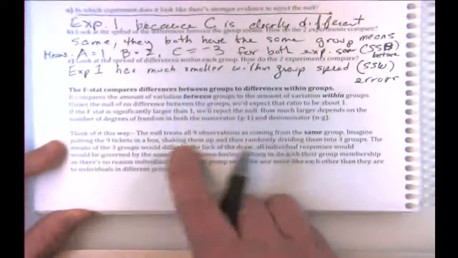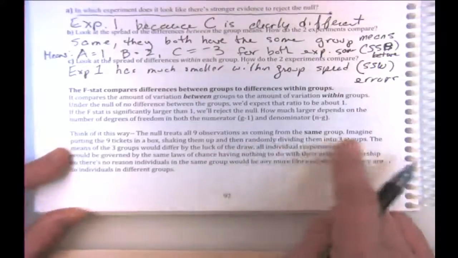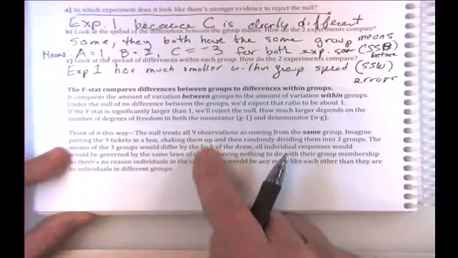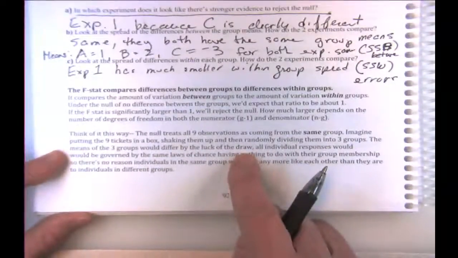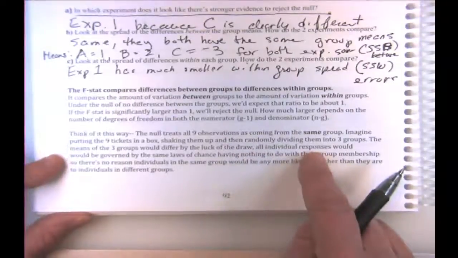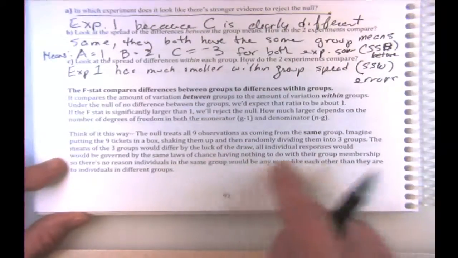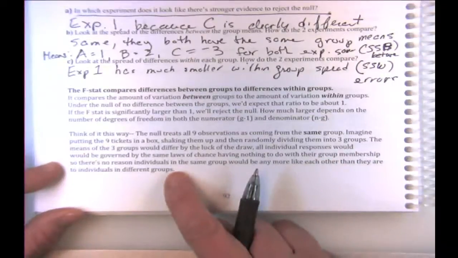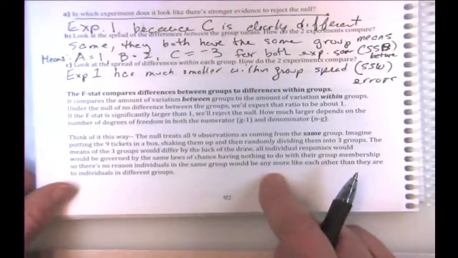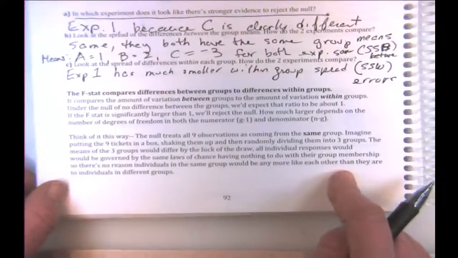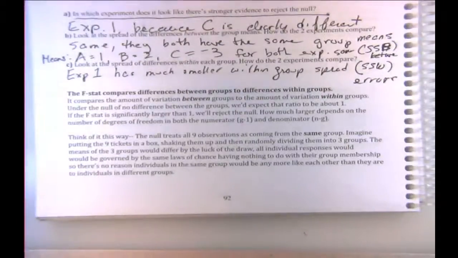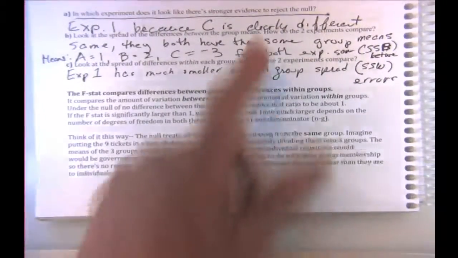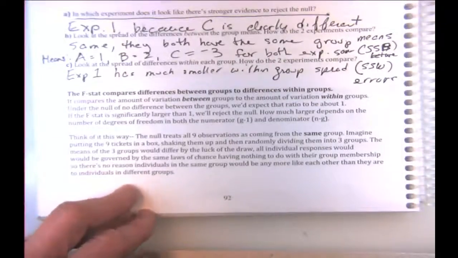Okay, so I say it. The null treats all 9 observations as coming from the same group. Imagine putting the 9 tickets in a box, shaking them up, and then randomly dividing them into 3 groups. The means of the groups would differ by the luck of the draw, right? All individual responses would be governed by the same laws of chance, having nothing to do with their group membership. So there's no reason that individuals in the same group would be any more like each other than they are like individuals in different groups. And that's another way of saying that you'd expect a ratio of 1. So it's a very nice way to make sense of the F statistic. Much easier to understand, actually, than what we've been doing.